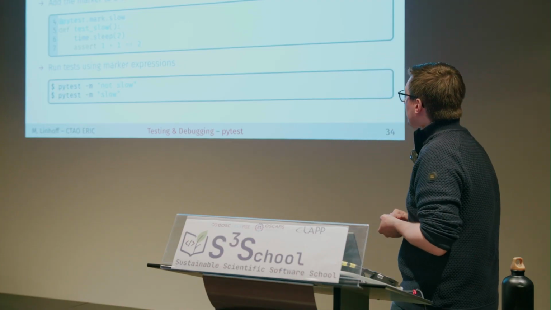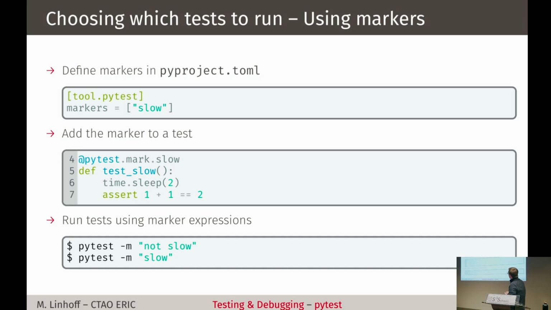So you can define in your PyTest configuration, for example in the PyProject.toml, a list of markers, and then you can mark several of these test functions, and with -m you can do logical operations on which markers you want to run. You want to run all the slow tests, or not the slow tests, or only the integration tests.